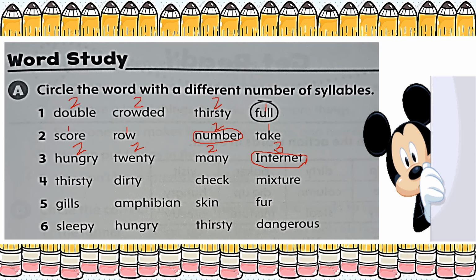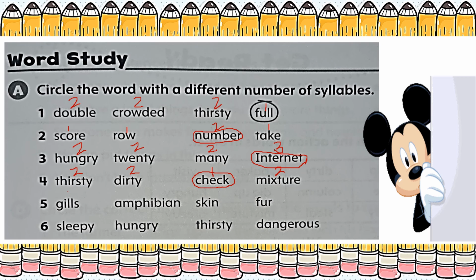Number 4. Thirsty. How many? 2. Dirty. Another 2. Check. How many? Only 1. Now for the word mixture. How many? 2. So what number should we encircle? The word? Correct. Check.